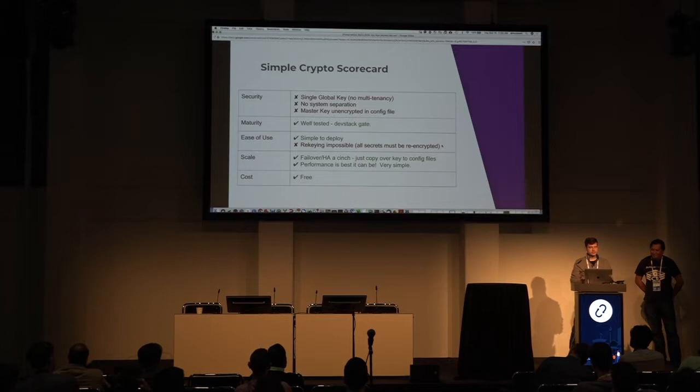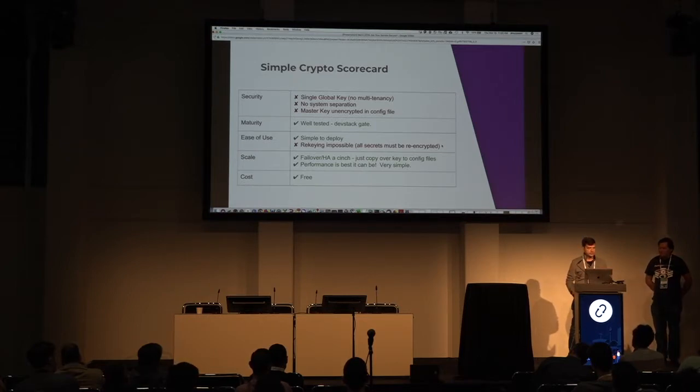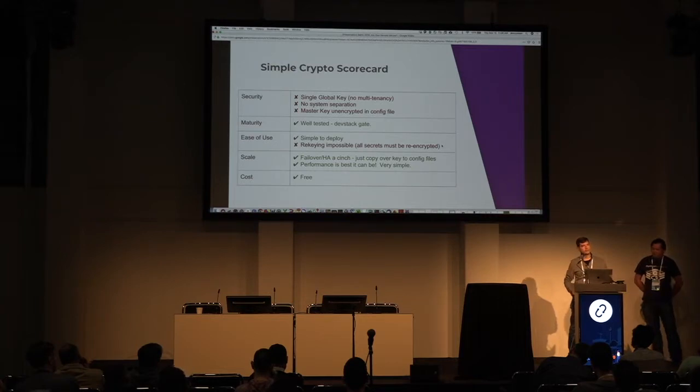In terms of ease of use, it's sort of a mixed bag. It's simple to deploy. It runs right there on the same server as Barbican. It's one line of config. You just have to give it a master key. But if you think long run, if that key is ever compromised and you need to rekey it, now you're stuck because you need to replace that master key, then you need to replace all your secrets, which may in turn require re-encrypting all your data. So not very good, just having a single key to encrypt all your secrets directly.